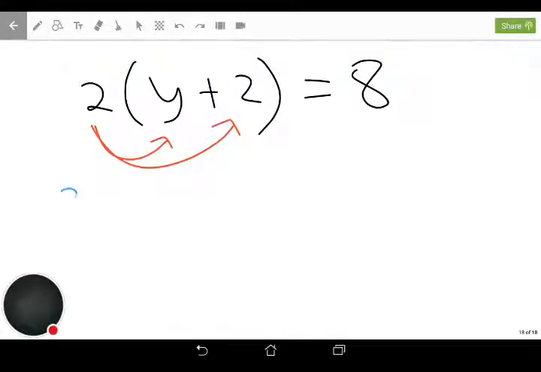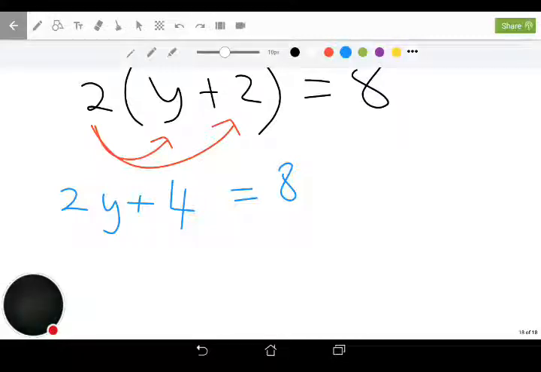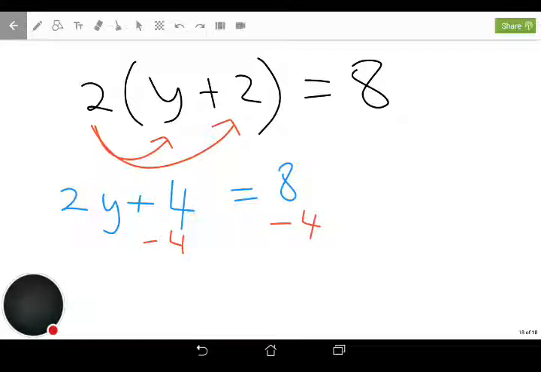2 times y is 2y, 2 times 2 is 4, and it's positive, so it's plus 4, and we've got equals 8. Now you would just solve this using the same method that we've discussed. So 2y plus 4 equals 8. What we're going to do is minus 4 from both sides. Plus 4 minus 4 cancels out, so we're left with 2y equals 8 take away 4, which is 4.